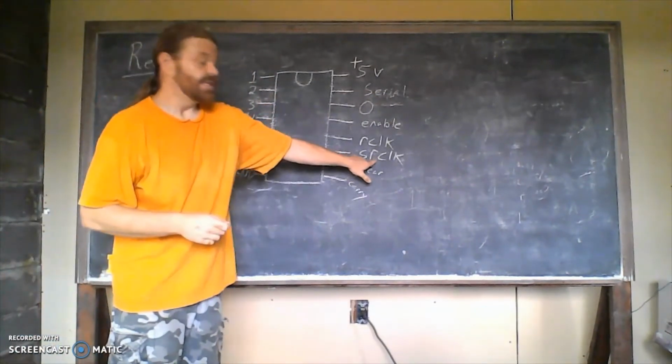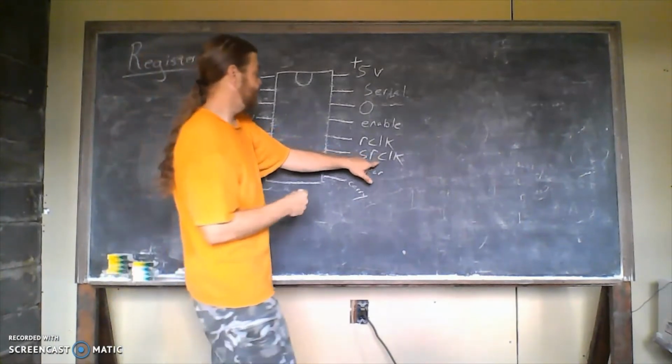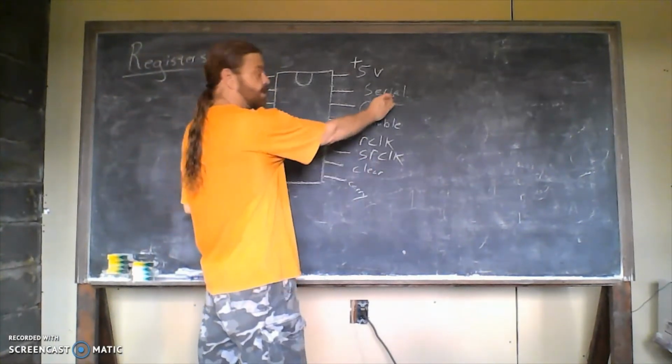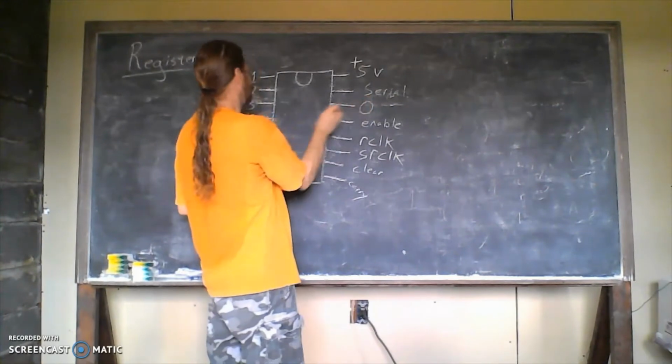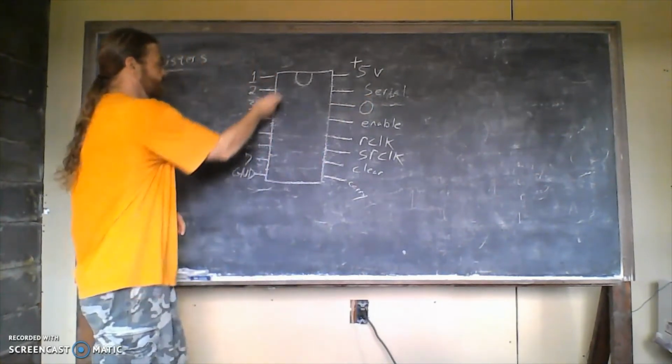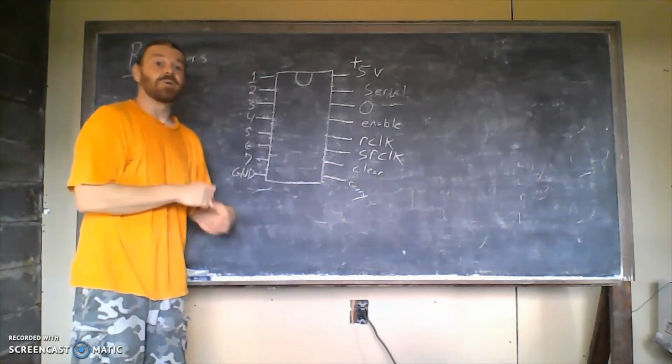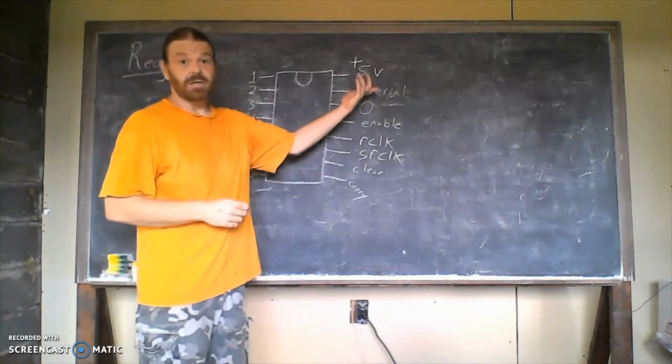And whenever we hit the shift clock, the shift register clock, that takes what's on the serial port and moves it to 0, 0 moves to 1, 1 moves to 2, 2 moves to 3, everything just shifts down a bit. And we can load in all our data that way.